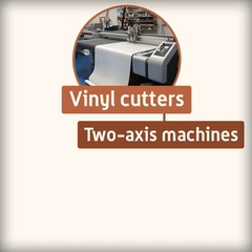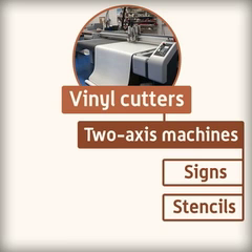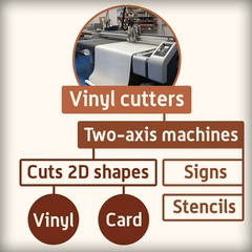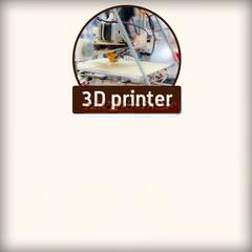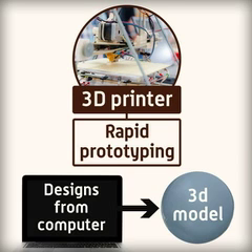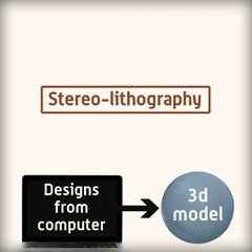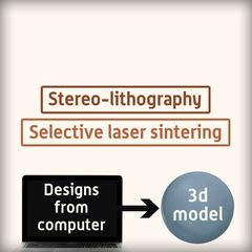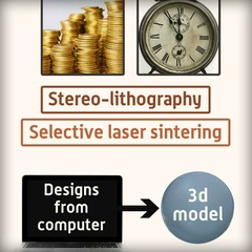Vinyl cutters are 2-axis machines that are often used to make signs and stencils, as they're used to cut out 2D shapes from thin materials such as vinyl and card. In school, you may have been lucky enough to have a 3D printer, which can be used for rapid prototyping as they convert designs from an image on a screen into a 3D model. Stereolithography and selective laser sintering can also be used, but they're a lot slower and more expensive.